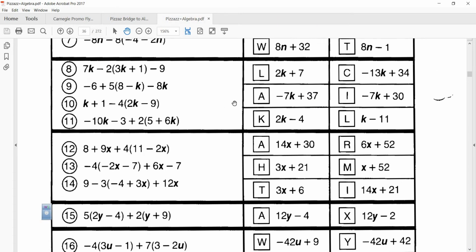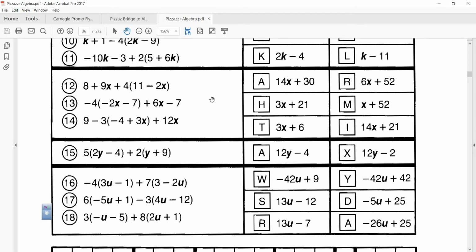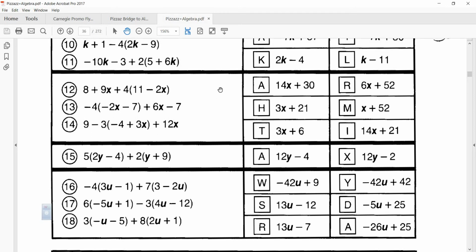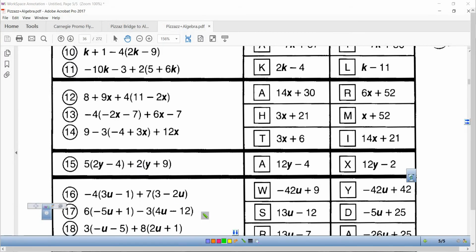So I'm going to go ahead and move down here because these other ones have been assigned to you. All right, so let's go ahead and take a look right here at number 12, shall we? Okay, so I'm going to look at this one, number 12, as an example. So I've got 8 plus 9x plus 4 times 11 minus 2x. So I've got adding, and then here I have multiplication. So what did I just say? We're going to multiply first. We're going to distribute. So let me do it this way. That's better. We're going to distribute that multiplication of 4. So this is going to become 4 times 11 minus 4 times 2x.